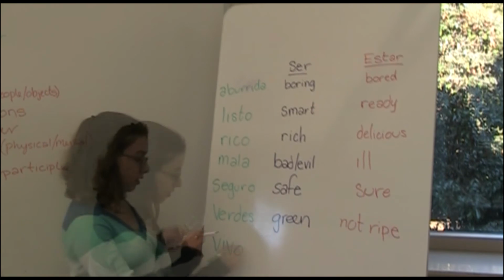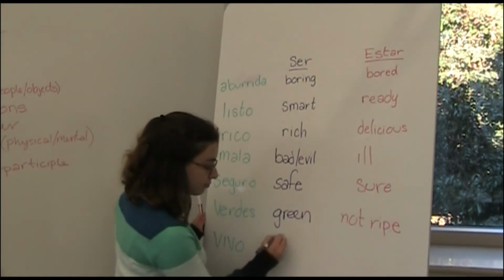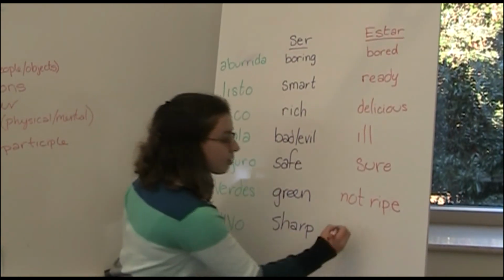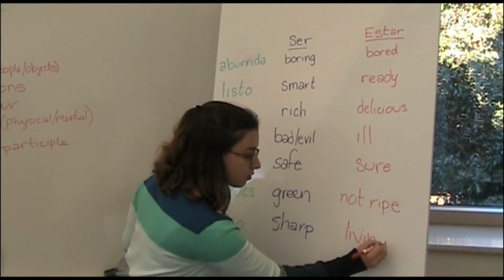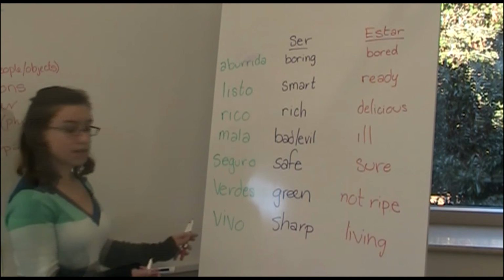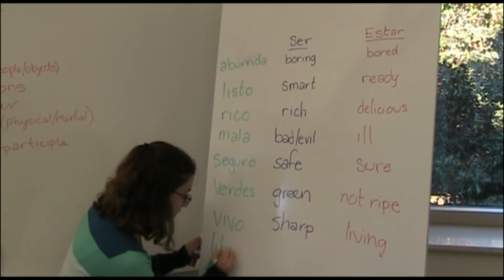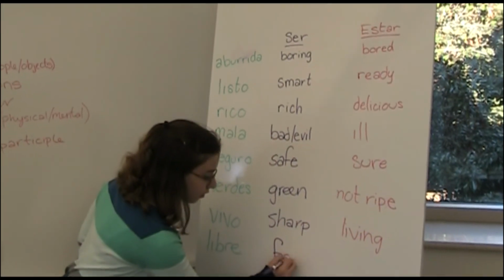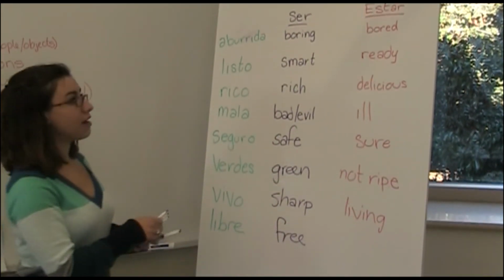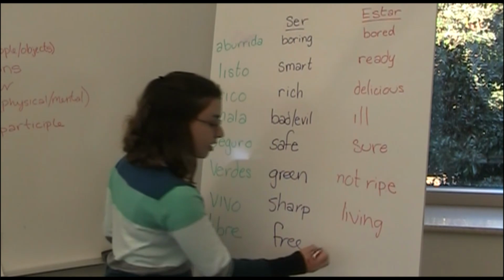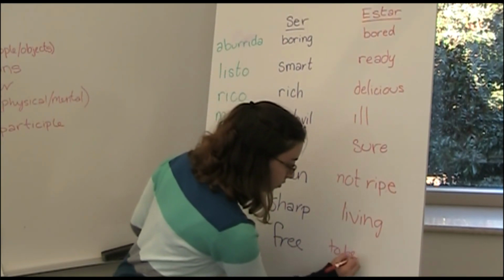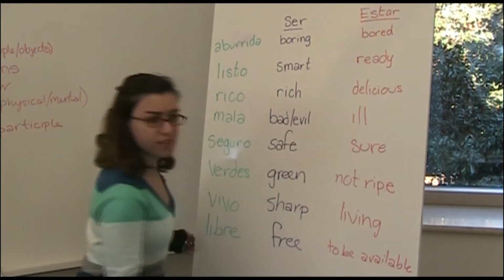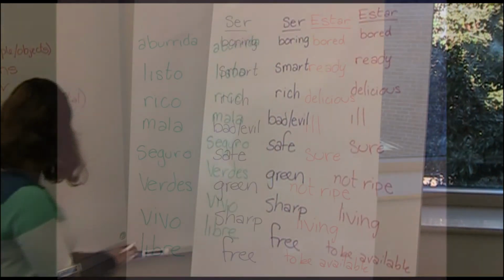Vivo is our next one. With ser is means to be sharp. And with estar, it means to be living. And then our last one is libre, which here with ser, it means to be free. Whereas with estar, it means to be available. Or you can think of it as free at that time.